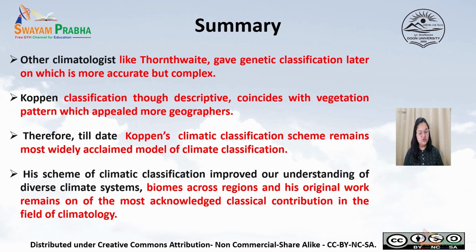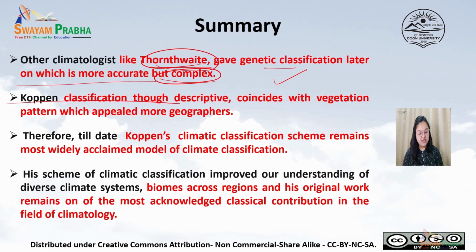understand. Although later on, other climatologists like Thornthwaite and Trewartha gave their classifications, and they gave genetic classifications later on, which are much more accurate, Thornthwaite's classification scheme was complex. Therefore, Koppen's classification scheme to date is preferred in understanding the global climatic regions of the world.